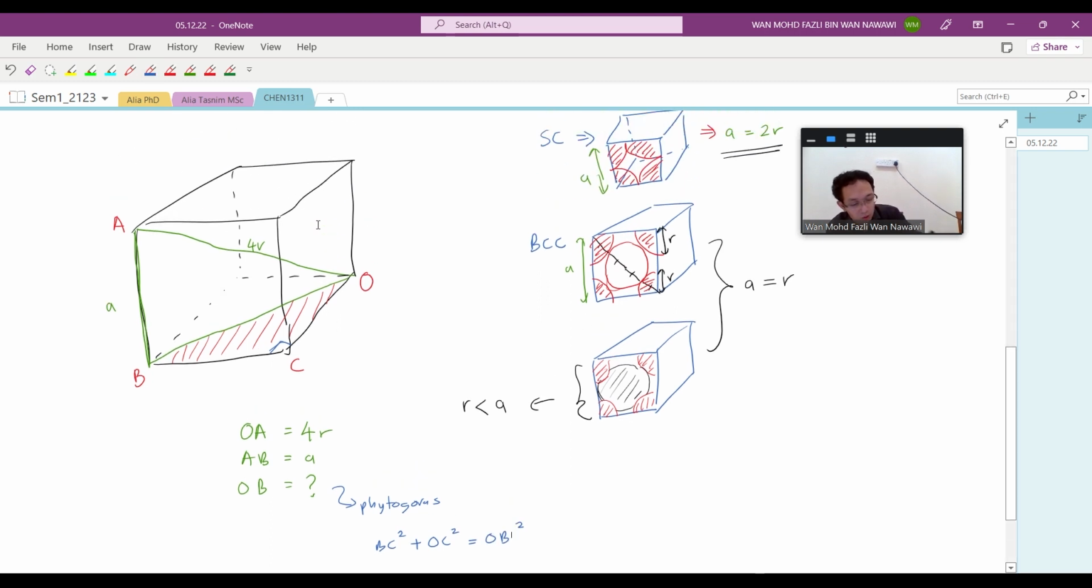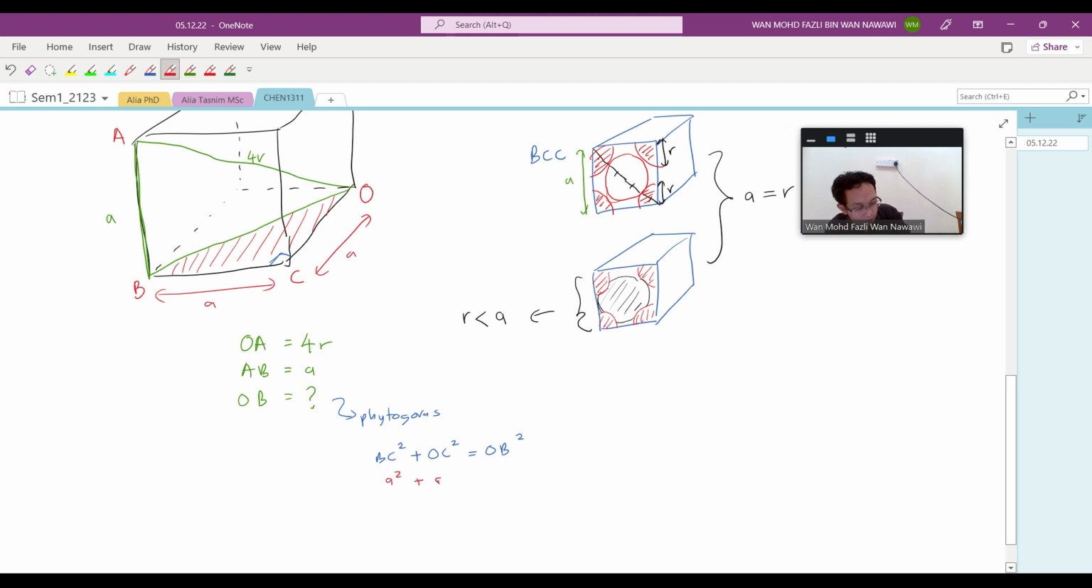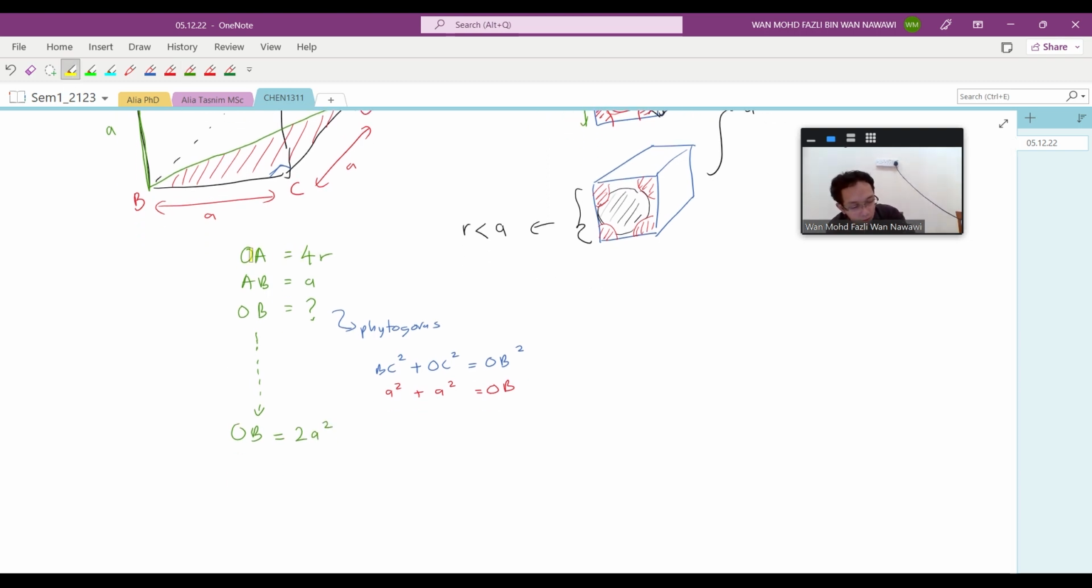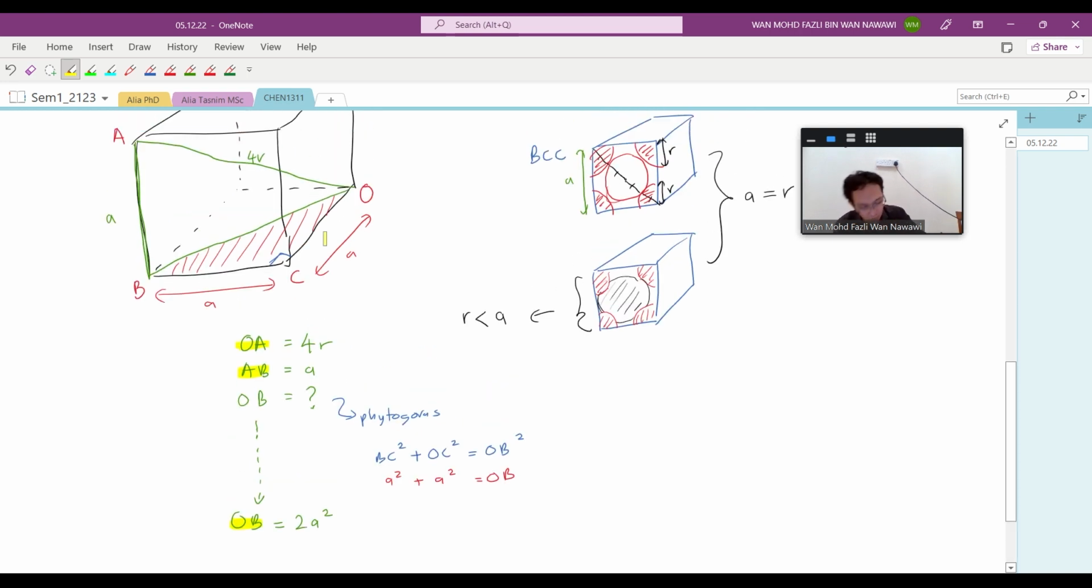Okay, and we know BC, because this is A and this is A. So we can say that A squared plus A squared equals OB squared. In this case we want to find what OB is. So OB is basically the square root of 2A squared. Okay, so now we have three things: we have OA, we have AB, and we have OB.